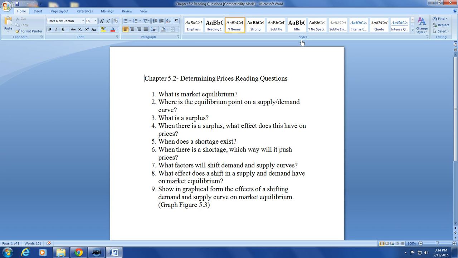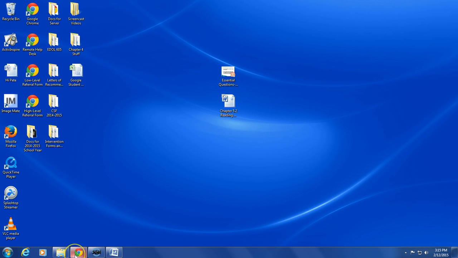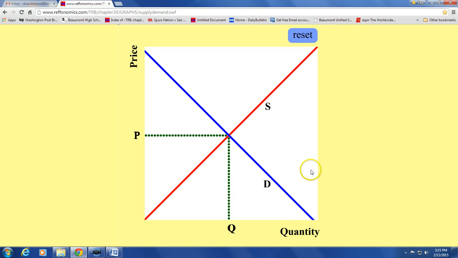So for number 8, it says, what effect does a shift in a supply and demand curve have on market equilibrium? It moves it. It creates a new market equilibrium. That will create a change in equilibrium price and a change in equilibrium quantity. I want to show you on a supply and demand curve kind of what happens.